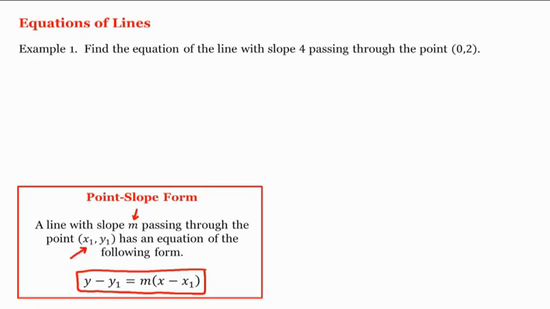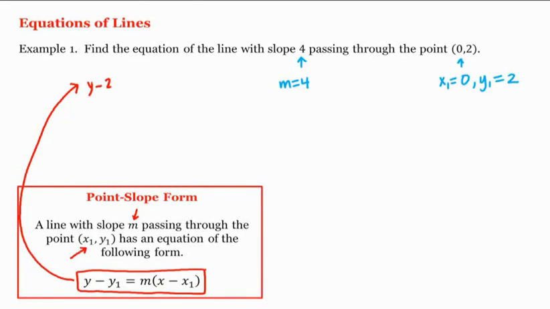Let's apply this here. We're given that our line has slope 4, so m would equal 4. And we're also given that it passes through this point, which means x1 would be 0 and y1 would be 2. Therefore, plugging those values into this form gives us y minus 2 is equal to 4 times (x minus 0), or y minus 2 is equal to 4x, or y is equal to 4x plus 2, which would be our equation.